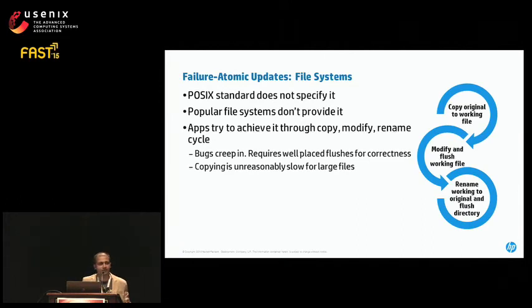The typical method used by application developers to get atomicity is to use the rename system call, because unfortunately POSIX does not give an atomic write interface. This involves making a copy of the file, modifying the working copy, and once the working copy is in a consistent state, renaming the working copy back to the original. These steps are punctuated by well-placed fsyncs, and if these fsyncs are not placed at the right places, bugs can creep in. And naively copying files, especially when the files are large, can be slow.